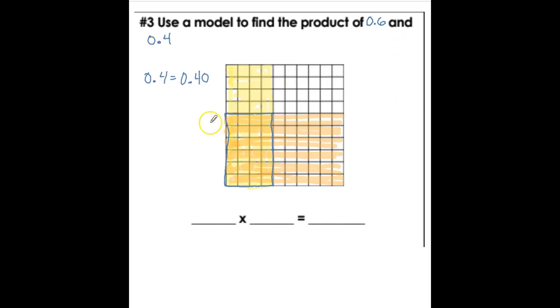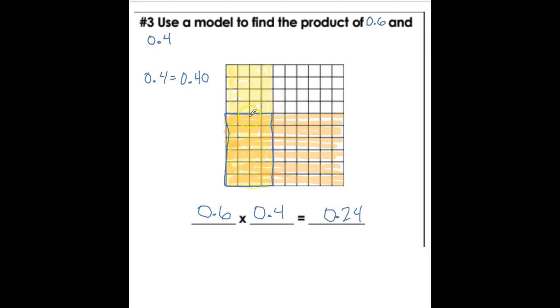All right, so we're going to count these up. 1, 2, 3, 4. Remember, these are hundredths. I have 4 across here, and 1, 2, 3, 4, 5, 6. 6 here. That's an array. 6 times 4 is 24. I have 24 hundredths. So my answer is 24 hundredths. The problem was 6/10 times 4/10, which gives you 24 hundredths.